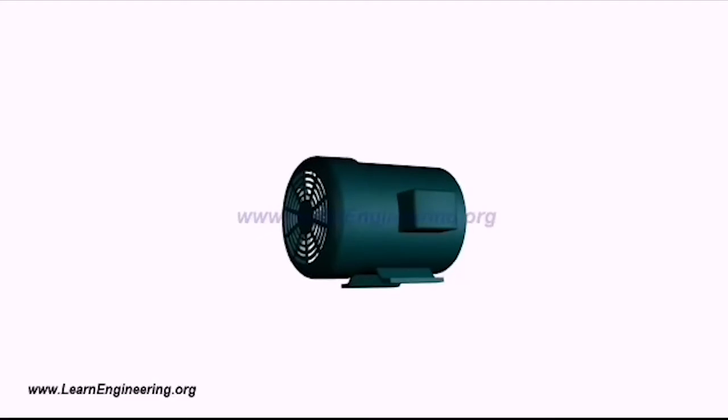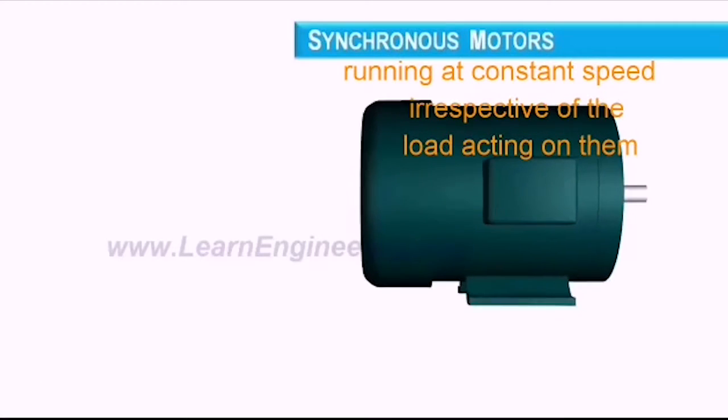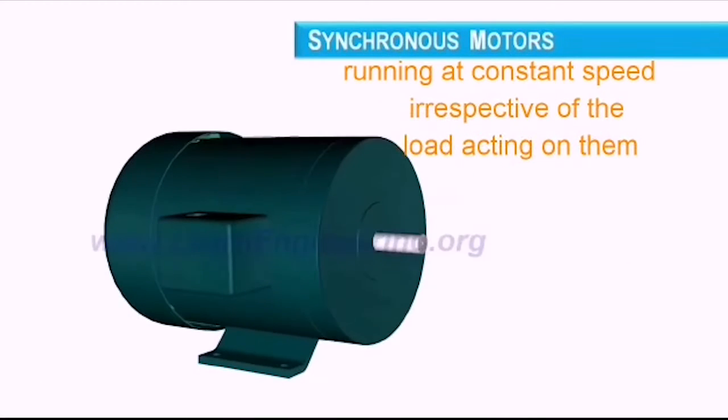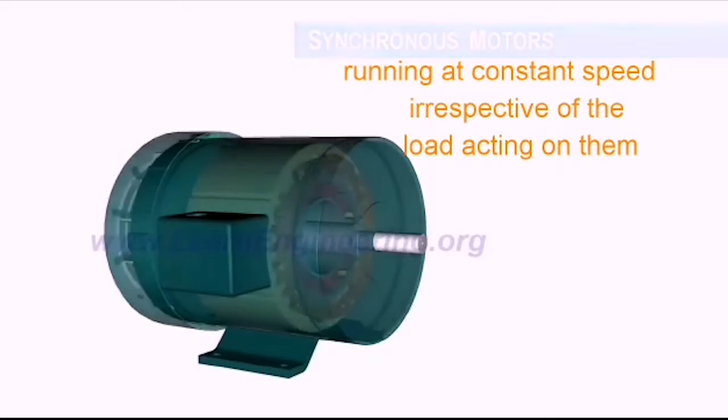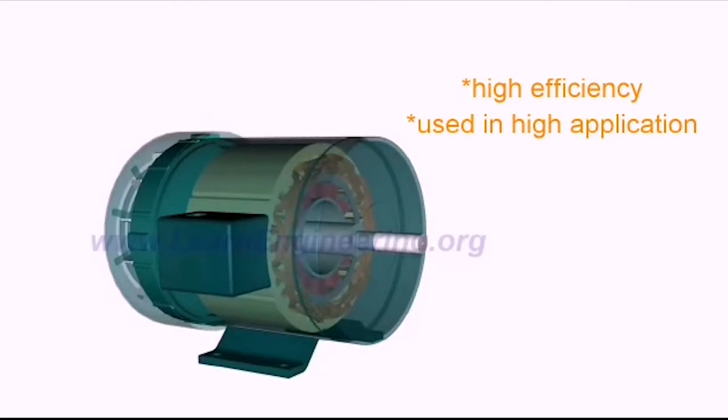Today I would like to explain the operation of the AC synchronous motor. As the name suggests, synchronous motors are capable of running at constant speed irrespective of the load acting on them. They are machines with high efficiency and mainly used in high power applications.